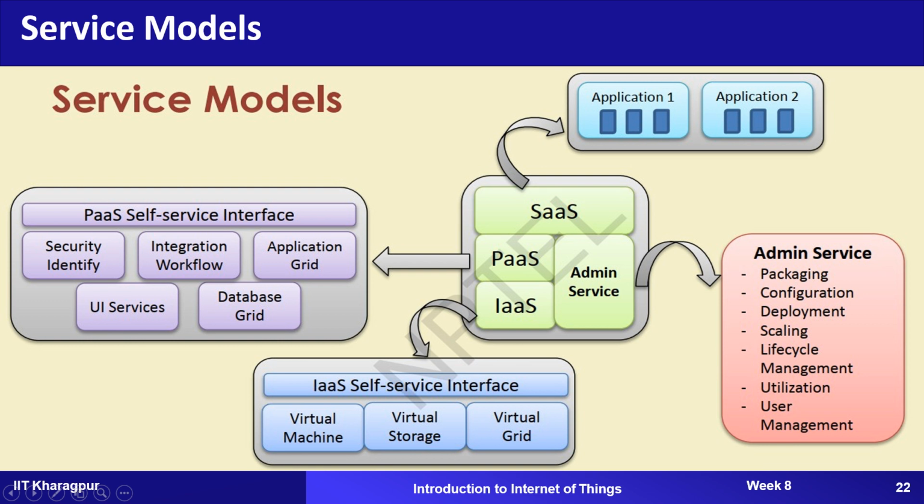Now the service models. There are three types of service models. First one is your PaaS, that is your platform as a service. Second one is your software as a service, and third one is your infrastructure as a service. In case of platform as a service, a particular platform is provided to the user in order to perform the application, right? In case of infrastructure as a service, infrastructure or different hardware is provided to the users. And in case of software as a service, complete software, complete applications, are provided to the end users.